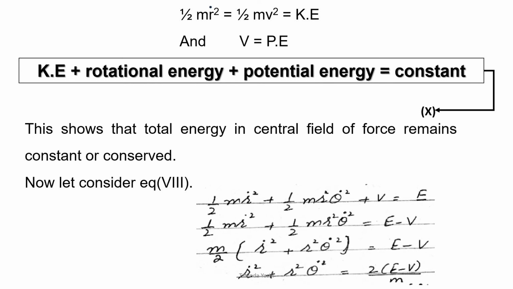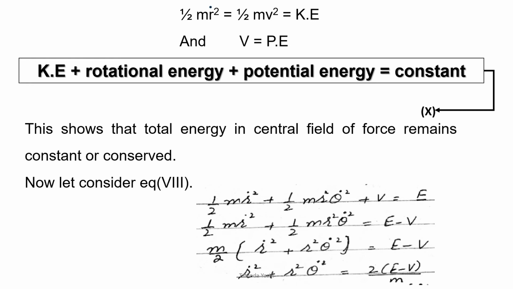this shows that total energy in a central field of force remains constant when the objects are in rotational motion, or we can say that it is conserved. Now considering the above equation, we know that total energy is the sum of rotational energy, translational kinetic energy and potential energy. So we can write from equation 8: 1 over 2 m r dot square plus 1 over 2 m r square theta dot square plus V is equal to energy.